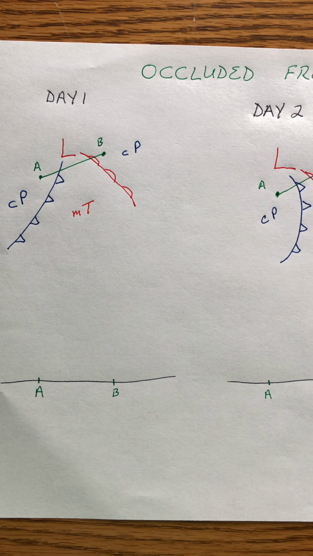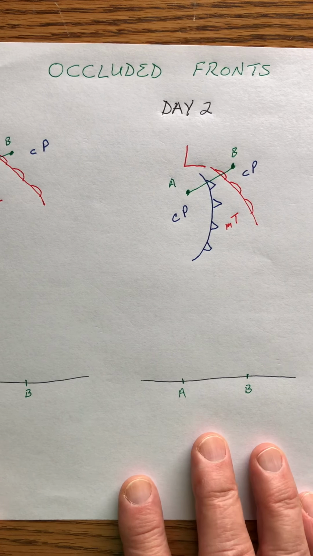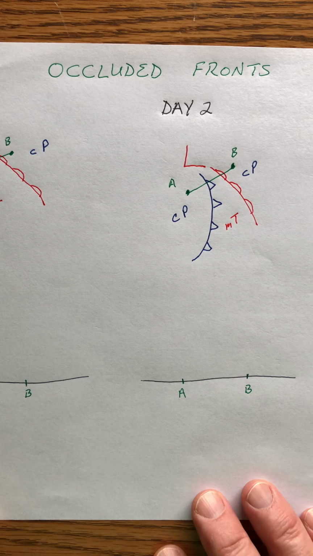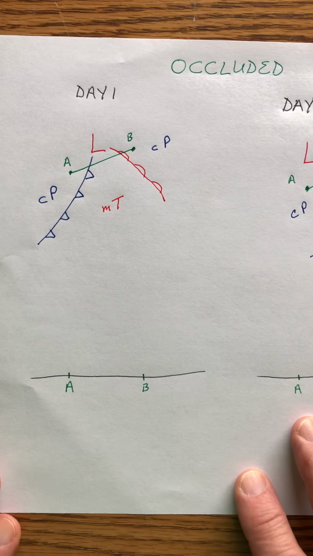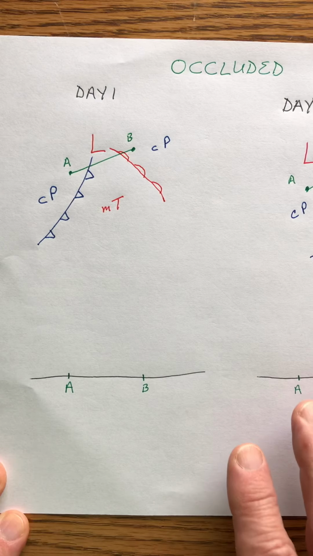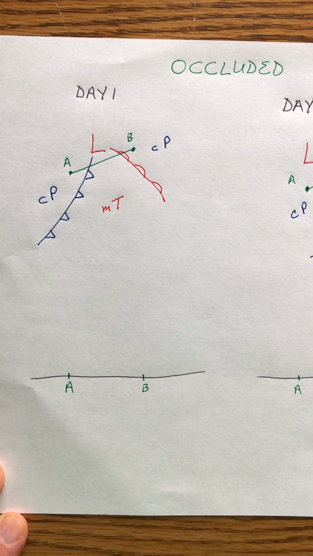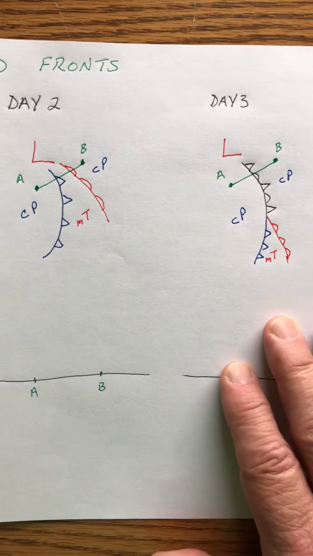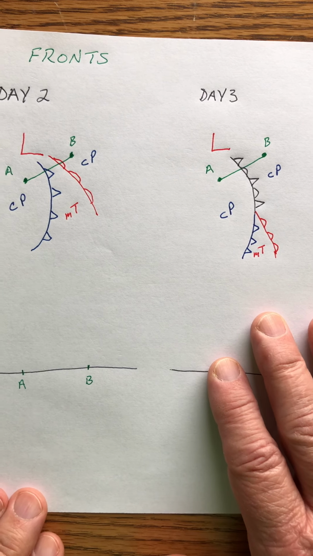Hi class, let's take a look at the last of our fronts that we're going to be examining. That's occluded fronts. For this example, we're going to look at a low pressure, a cold front and a warm front on 3 consecutive days as it crosses the United States.